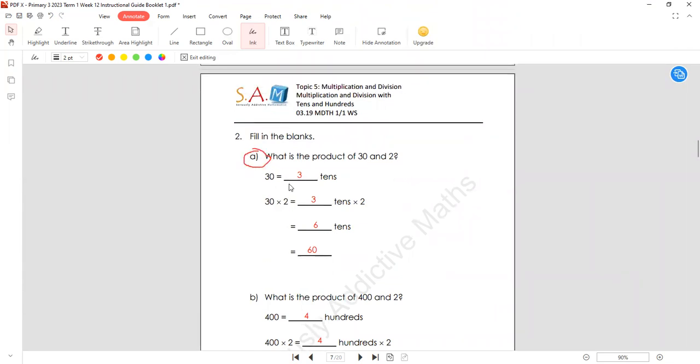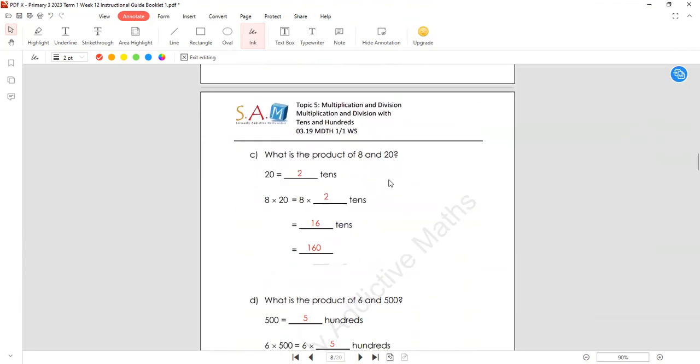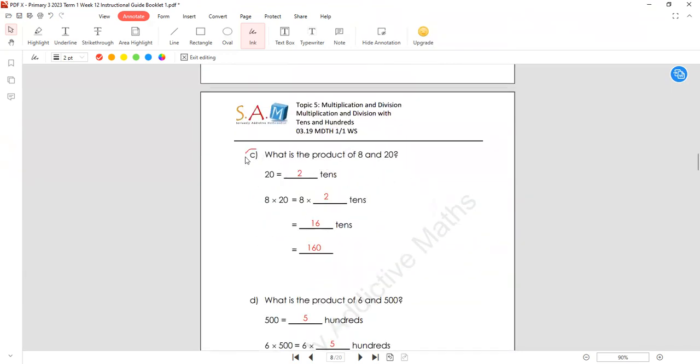Once they've done the guided practice, I would like you to go through and make sure they're able to do at least one of these questions on their own. If not, you may have to do another one. They need to be able to break the numbers apart: 30 is 3 tens, so 30 times 2 is 3 tens times 2, and so on. Then do another one, called product. Introduce to them the idea that product basically means multiplication. So the product of 8 and 20 is actually 8 times 20.